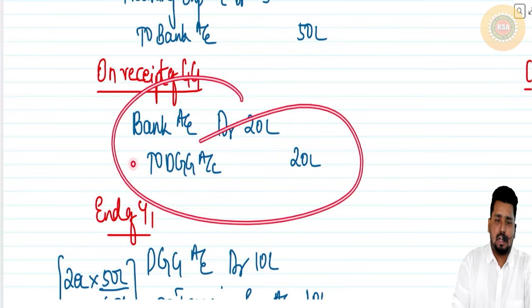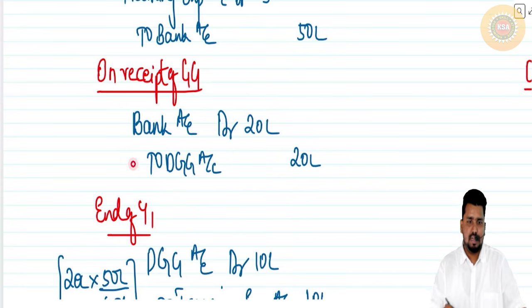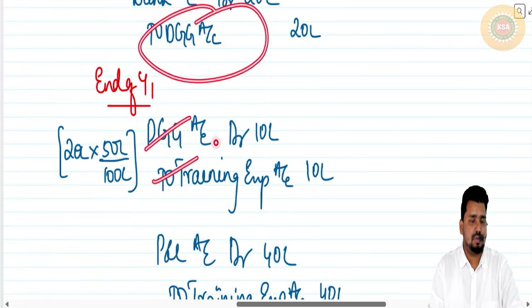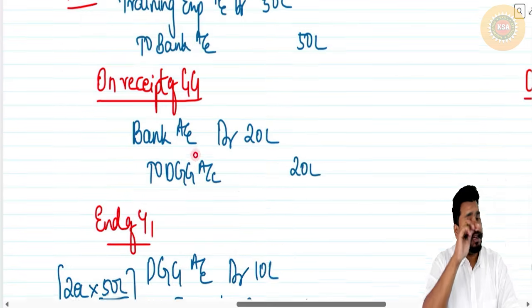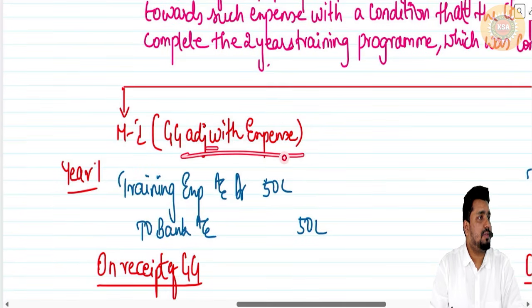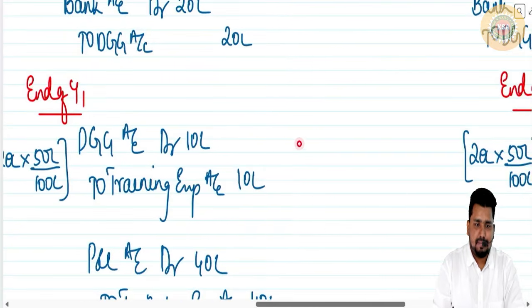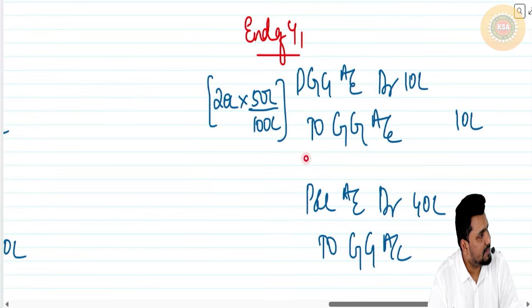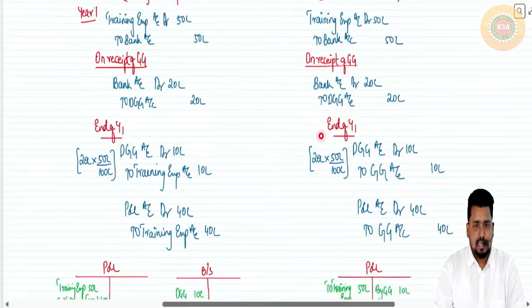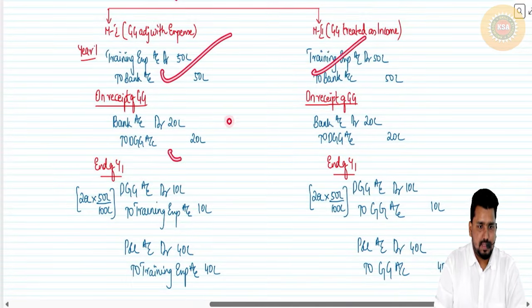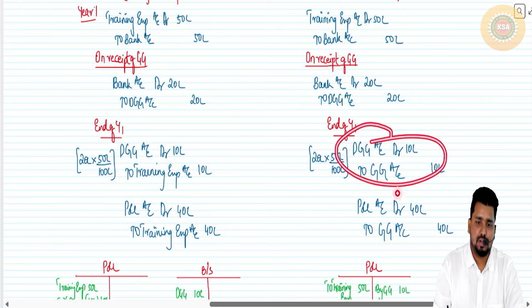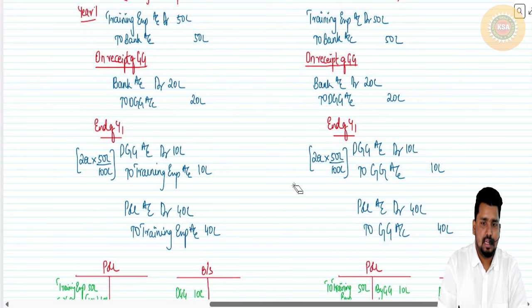Listen. First, on receipt, what is the journal entry? Bank account debit to DGG, 20 lakhs and 20 lakhs. At the end of the first year, this DGG amount should be transferred to P&L. But in this, what are we doing? We are adjusting with the expense. If it is shown as separate income, what is the entry? DGG to GG. Correct? Same answer, sir: expense, bank to DGG. If I want to show it as separate income, we used to do DGG to GG.